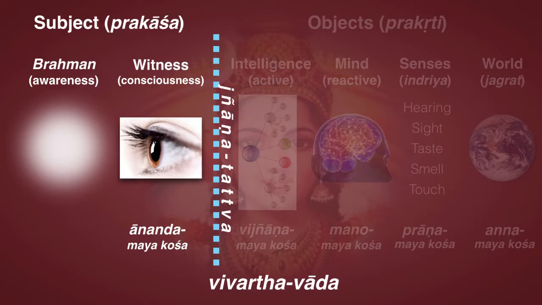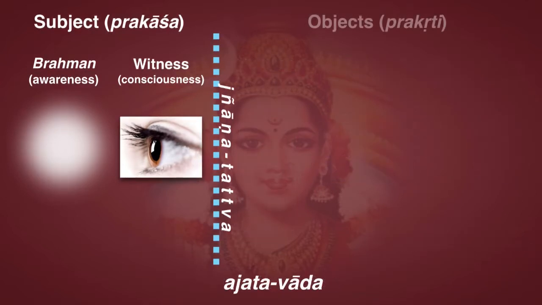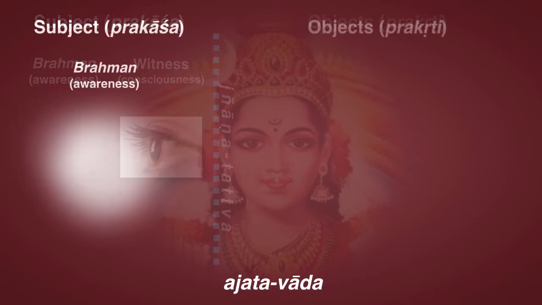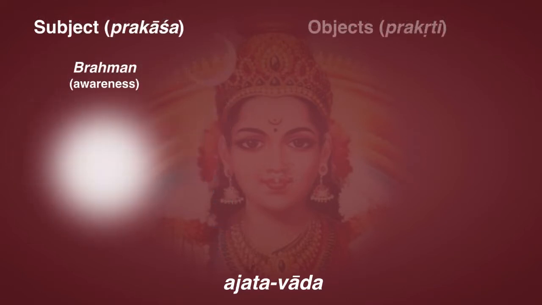So then, eventually, the world disappears entirely. And this is called ajata-vāda. In ajata-vāda, one forgets about the world and is only aware of Brahman. And in the final stage of ajata-vāda, only Brahman is. We forget about everything else. So here's the good old chart of the four stages.